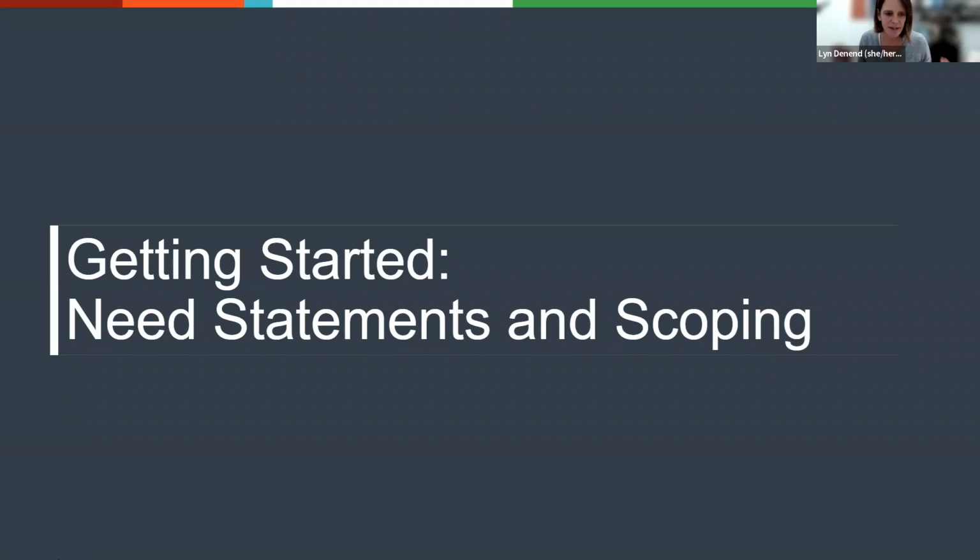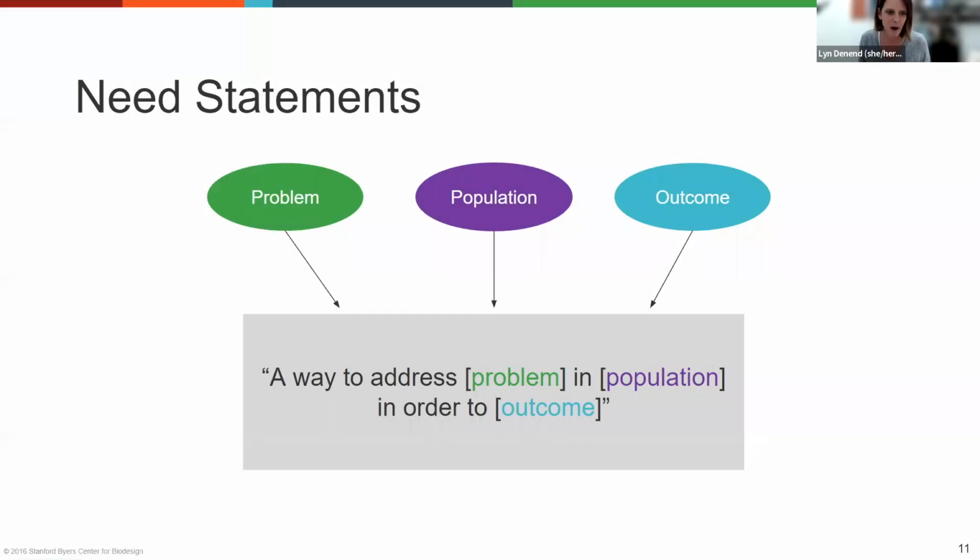So the three fundamental components of the need statement are your problem, your population, and your outcome. And these come together in a format that says a way to address the problem in a specific population in order to achieve a desired outcome. So this will get burned into your brain. You might even consider a tattoo over time if you're really committed to the biodesign process, but you need to really internalize these elements of the need statement.